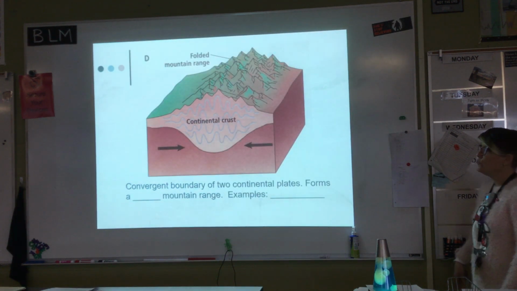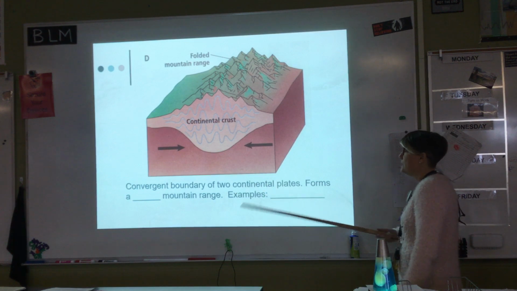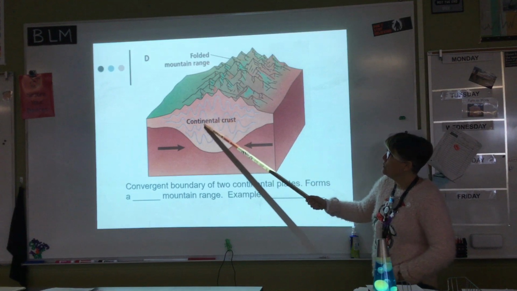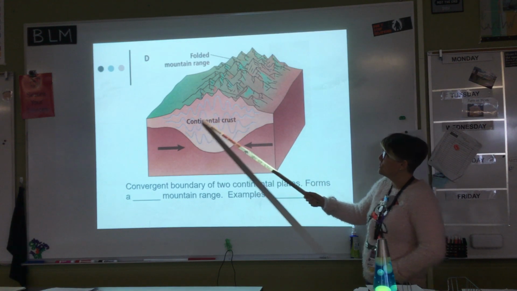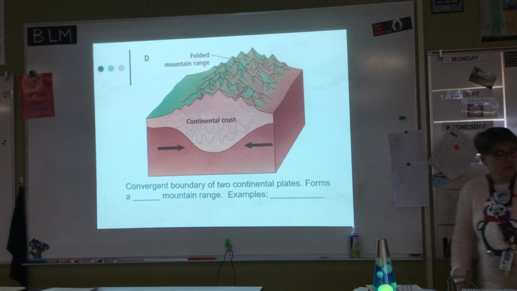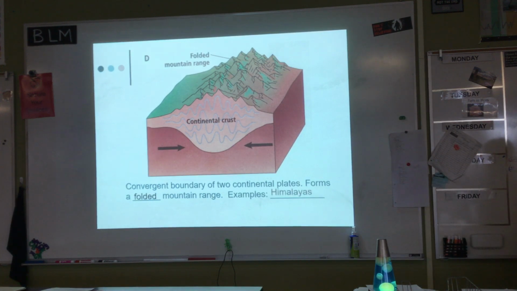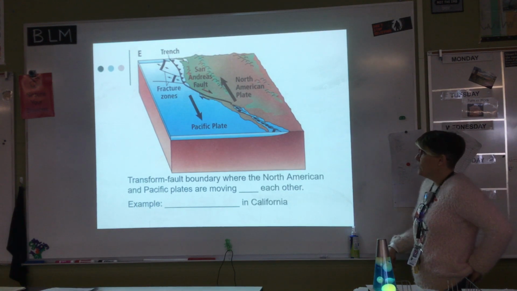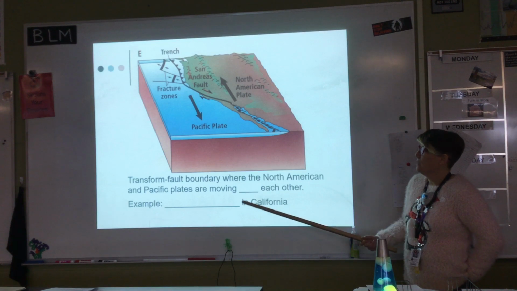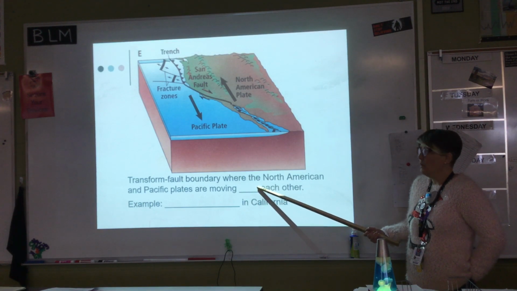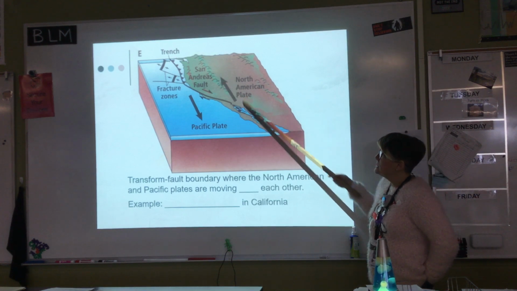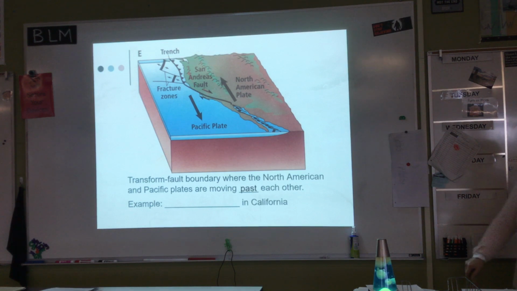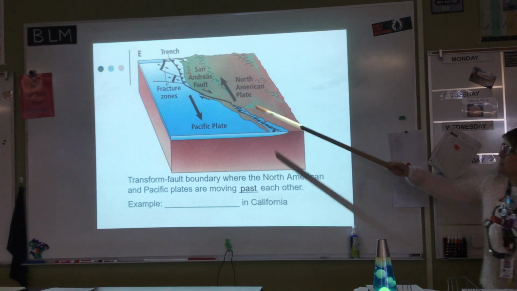Okay, a convergent boundary of two continental plates, same density, forms what kind of mountain range? Folded, and look what's happening to all of the layers of the earth underneath. This is why it's called a folded mountain range. They're just kind of crumpled up. Examples of this would be the Himalayan Mountains. And transform fault boundary, where the North American and the Pacific plates are moving not towards each other, not away from each other. They're just sliding past each other. An example in North America would be the San Andreas Fault.